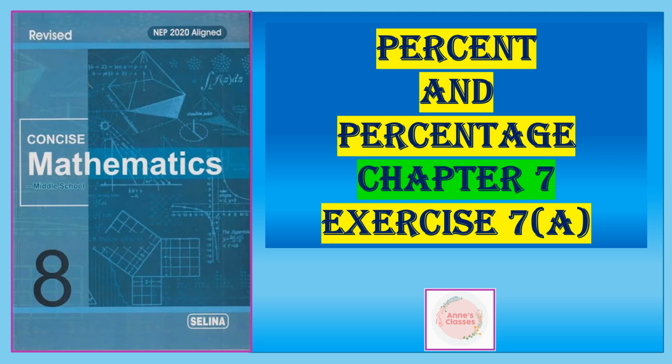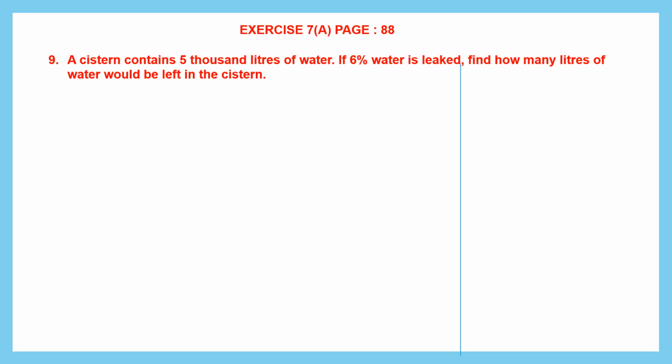Let's do percent and percentage, chapter 7, exercise 7a. Page number 88, we are doing question 9. A cistern contains 5,000 liters of water. If 6% water is leaked, find how many liters of water would be left in the cistern.